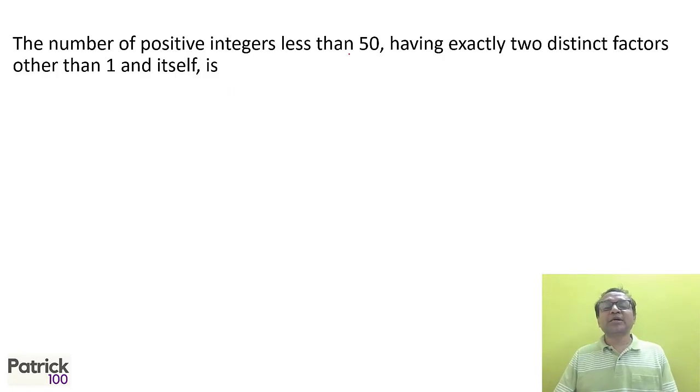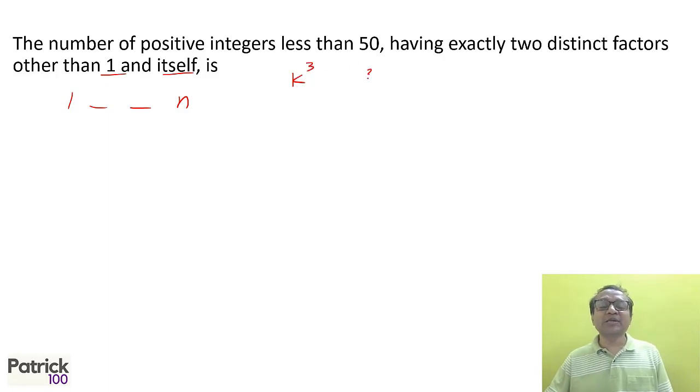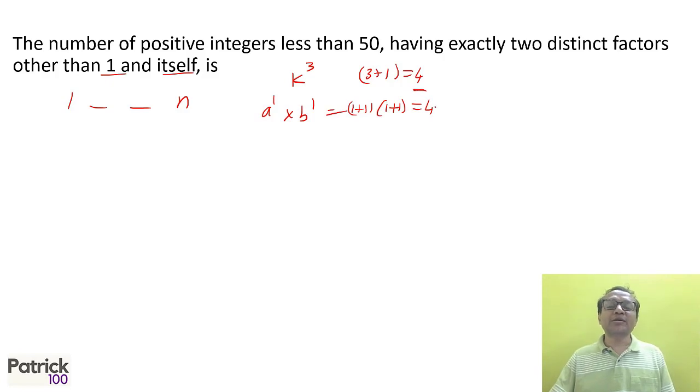Number of positive integers less than 50 that have exactly two distinct factors other than 1 and itself. That means 1, 2 factors and n itself, 4 factors. When you say 4 factors, how can you have 4 factors? 2 ways. One is k cube, where k is a prime number. The number of factors becomes 3 plus 1, 4. Or let's say a into b, where a and b are prime numbers with power 1 each. Number of factors becomes, remember, power plus 1 into power plus 1, 4. There are 2 ways you can get 4 factors.